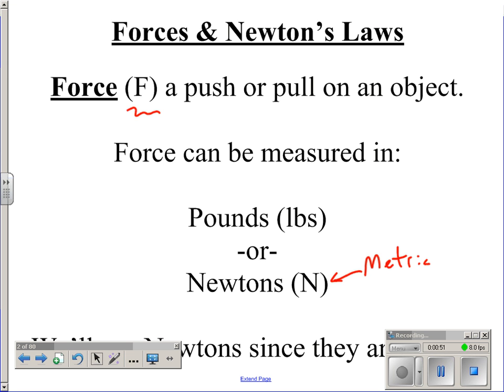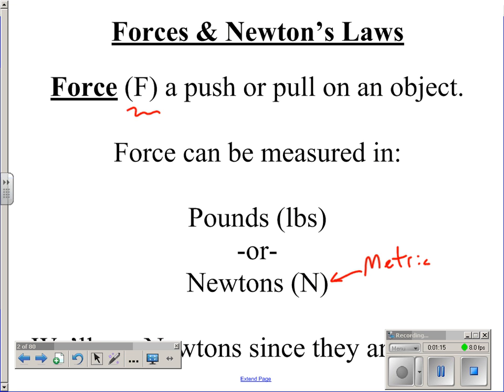So when I tell you that, for example, I weigh 150 pounds, what I'm telling you is that if you wanted to lift me, that would require a force of 150 pounds. Which should make sense, right? You need more force. You got to push harder to lift something that's heavier, right? So in America, we usually measure our forces in pounds. The metric system prefers newtons.